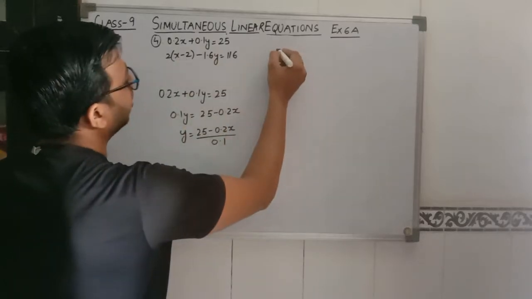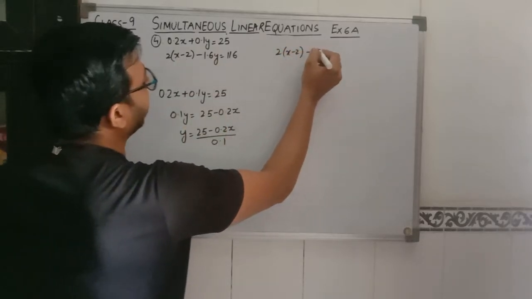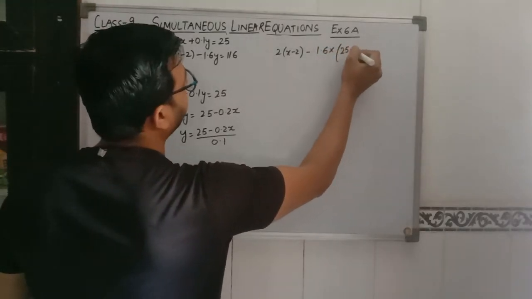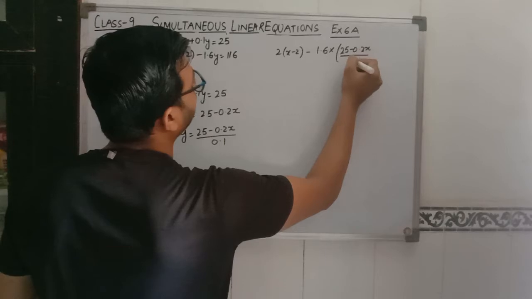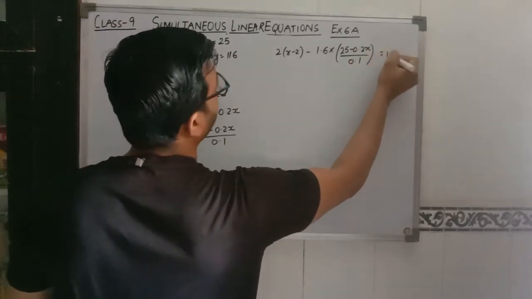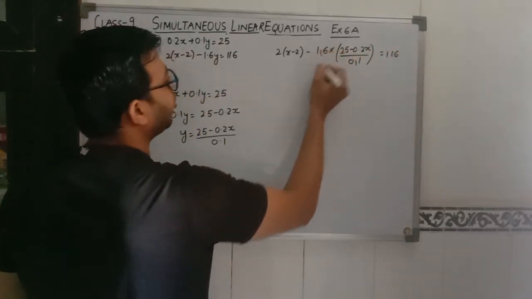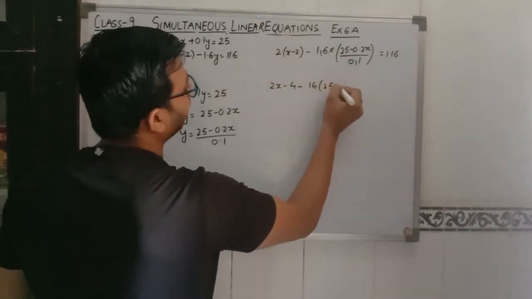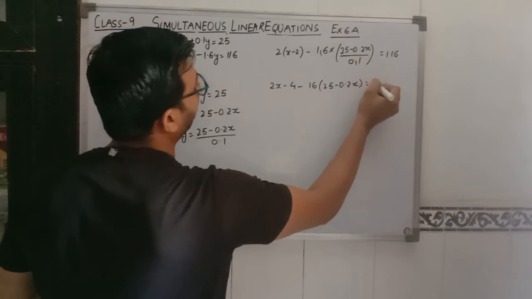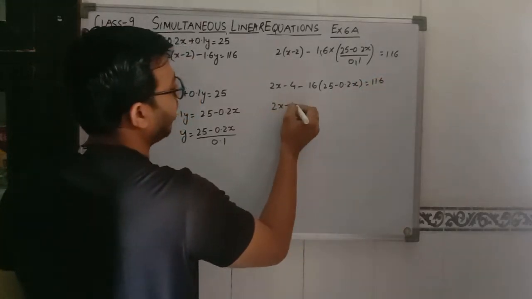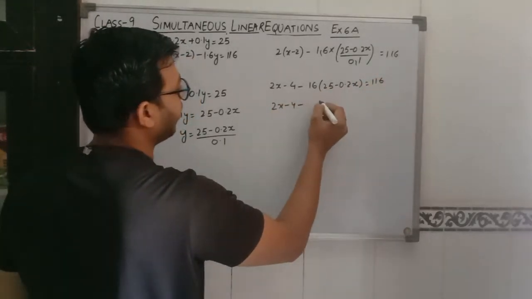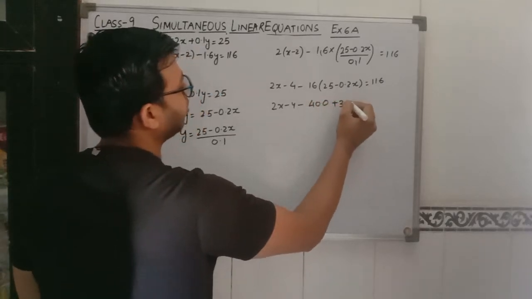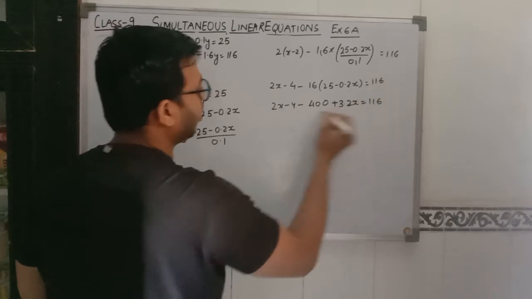So just place it. 2x minus 2 minus 1.6 into 25 minus 0.2x upon 0.1 is equal to 116. So the decimal can be removed. So it will become 2x minus 4 minus 16 into 25 minus 0.2x is equal to 116. So 2x minus 4 minus 16 multiplied by 25 will become 400, minus minus plus, it will become 3.2x is equal to 116.